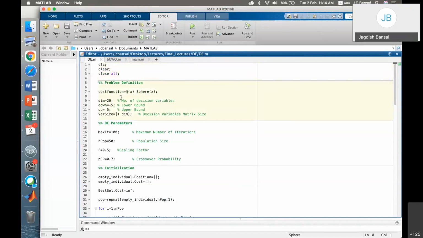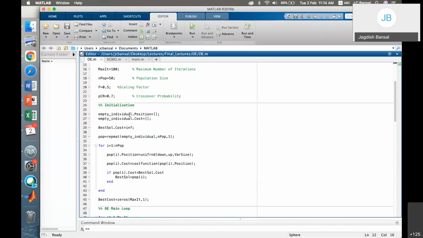So this code is also explained in 4 parts. The first part is the problem definition. Here again, the same problem, the sphere function, I have taken. Dimension is 20, so 20 decision variables. Range is -5 to 5, and the var size is just to store the variables.